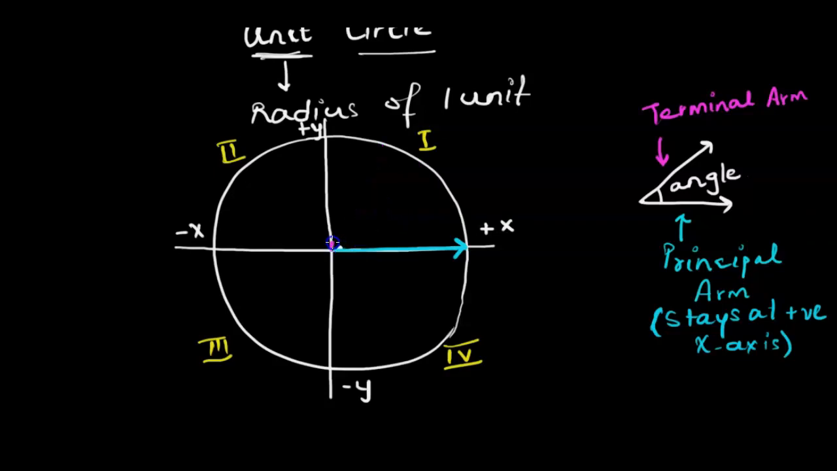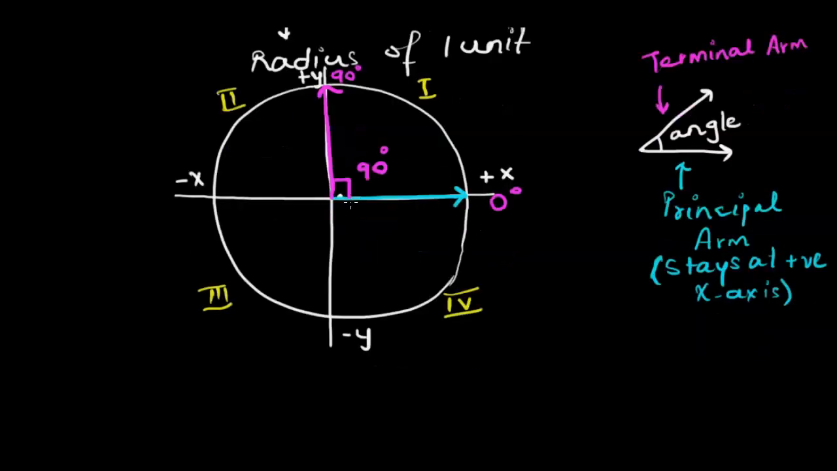And finally, when the terminal arm lies on top of the y-axis, that is the positive y-axis, the angle that it would form is a 90 degree angle. This means if we are talking about angles from 0 degrees to 90 degrees, we are in the first quadrant of the unit circle. Now we need to know 2 very important definitions of angles for this particular unit circle, and those are called the principal angle and the related acute angle.